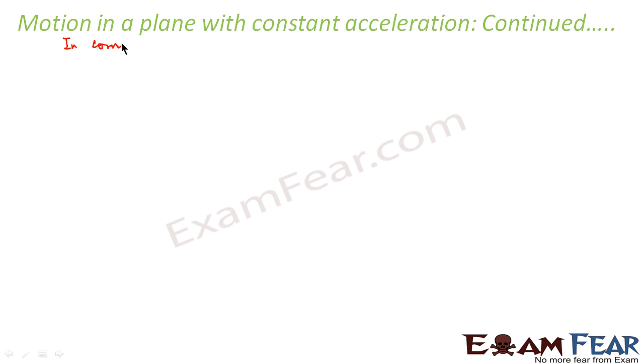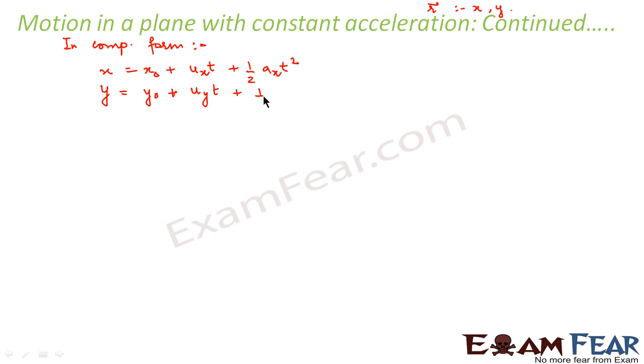If we want to write down the position also in component form, what can we write? We know that r is the general way to denote the position vector. Along the x-axis it would be x and along the y-axis it would be y. So along the x-axis, x is equal to x naught plus uxt plus half axt square. Similarly, along the y-axis, y is equal to y naught plus uyt plus half ayt square. These are the two equations which represent the motion along the x and y axes respectively.